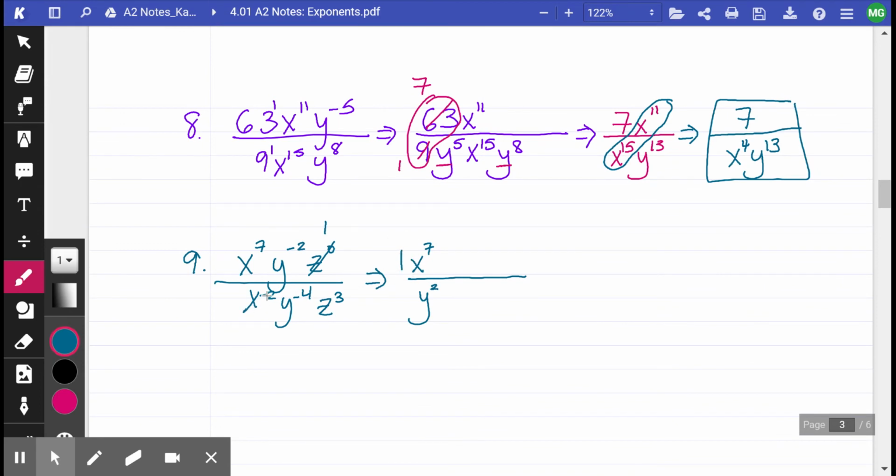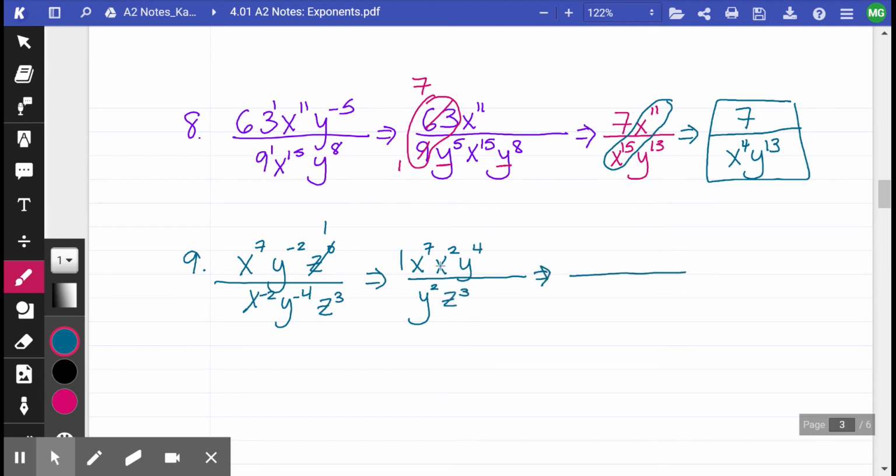X to the negative 2nd is in the denominator and it's negative. So to get it to become positive, I need to bring it up. So it goes and becomes positive. Y to the negative 4th is negative in the denominator. Bring it up, becomes positive, and z to the 3rd would stay.